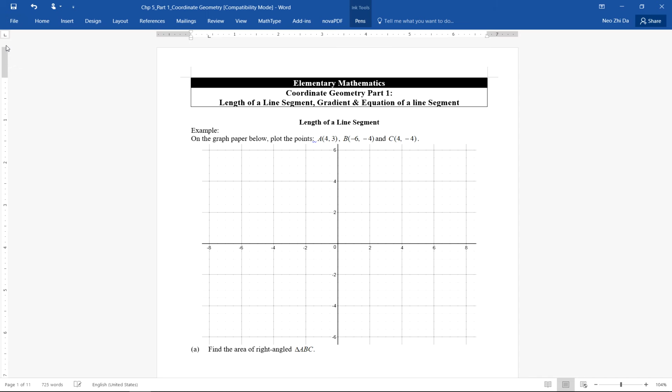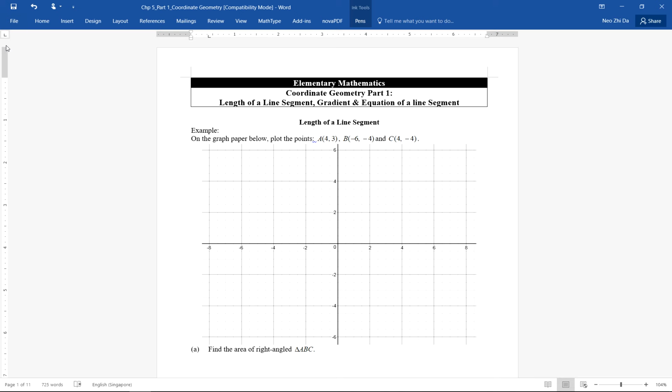So now we will start with E Maths, coordinate geometry. It will be part of your WA. It's going to be very easy. The formulas are easy, just that the questions you need to think about. So we are going to start on the first one.